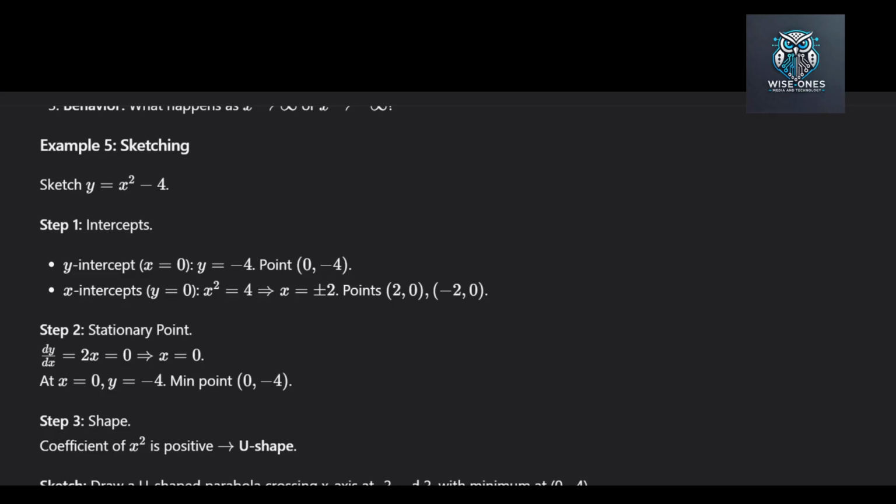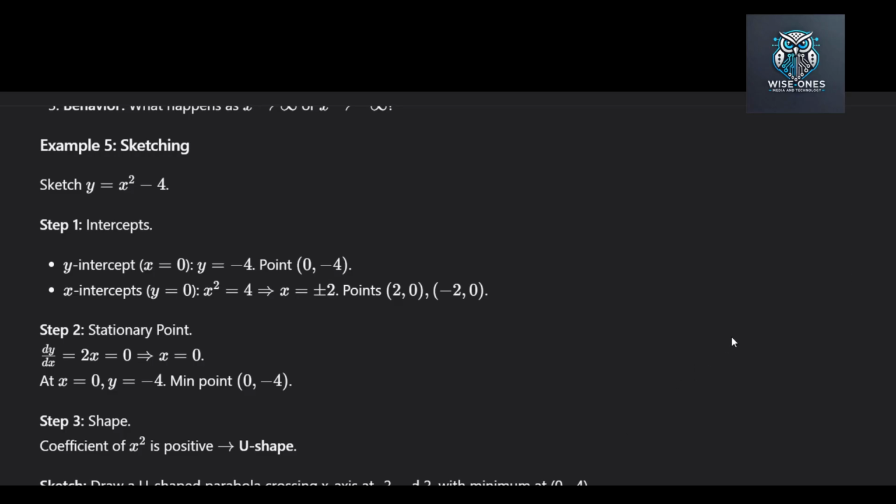X-intercepts. Set y equals 0. 0 equals x squared minus 4. So x squared equals 4. X equals plus or minus 2. Points are open bracket 2 comma 0 close bracket, and open bracket negative 2 comma 0 close bracket.